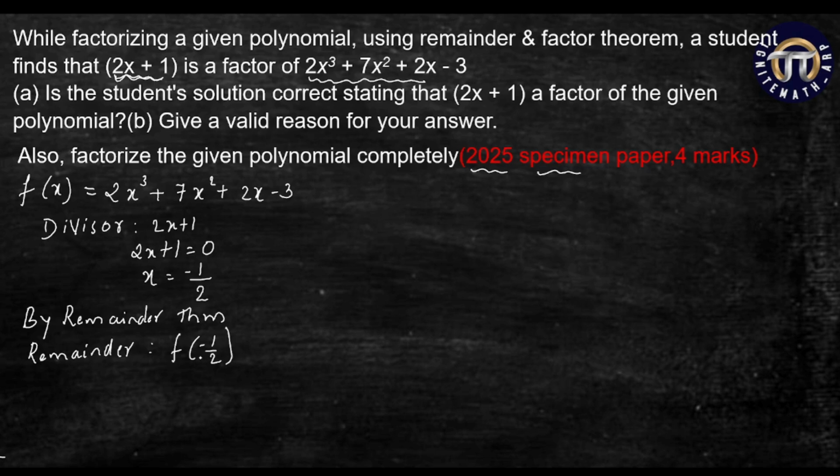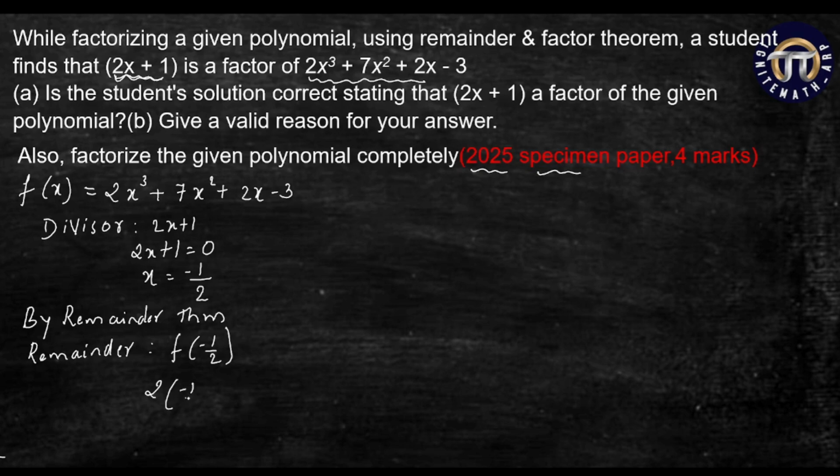If I am finding f of minus 1 by 2, and if I am getting it as 0, means what? If I am getting the remainder as 0, I can say 2x plus 1 is a factor of the given polynomial. That means the student is right. If I am not getting it as 0, that means what? 2x plus 1 is not a factor of f of x. That means the student is wrong. Let me find out f of minus 1 by 2. In the sense, wherever x is there, you are replacing it by minus 1 by 2. Now let me go ahead with that.